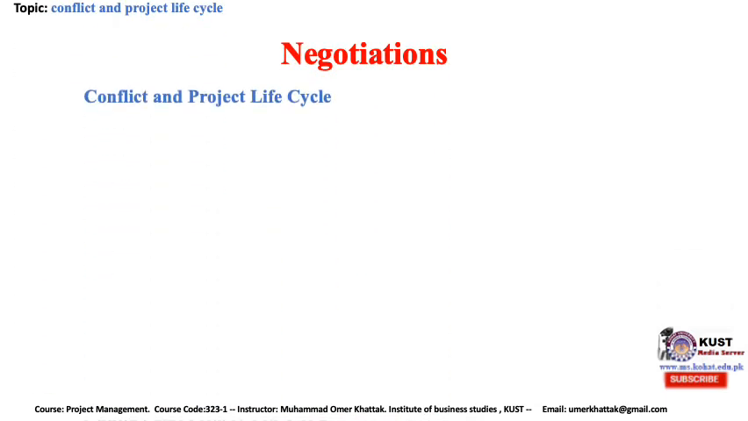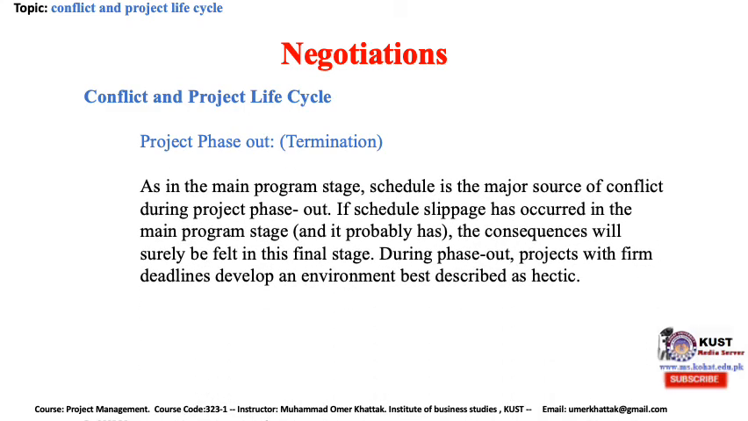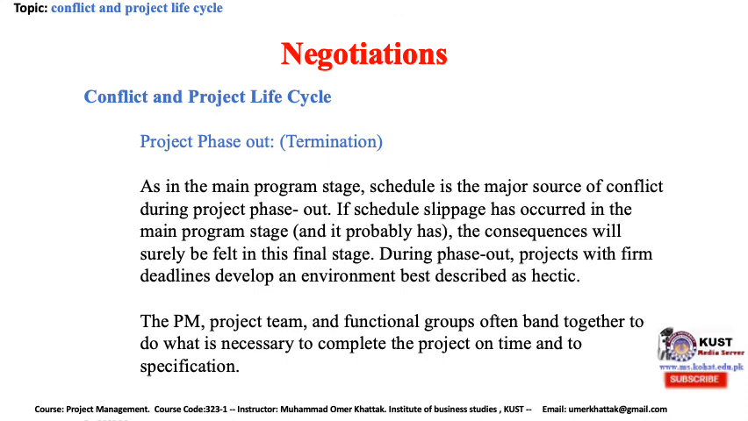Now, the fourth stage, the project phase out stage, the termination. As in the main program stage, schedule is the major source of conflict during project phase out. If schedule slippage has occurred in the main program stage, and it probably has, the consequences will surely be felt in the final stage. During phase out, projects with firm deadlines develop an environment best described as hectic. The project manager, project team, and functional groups often band together to do what is necessary to complete the project on time and to specifications.